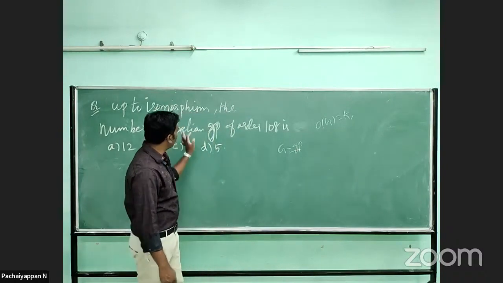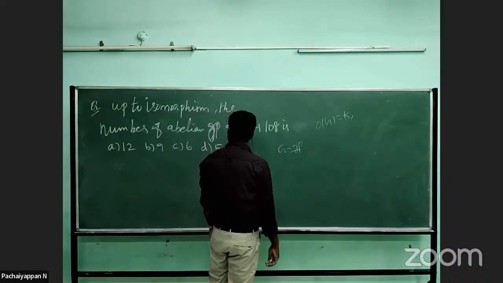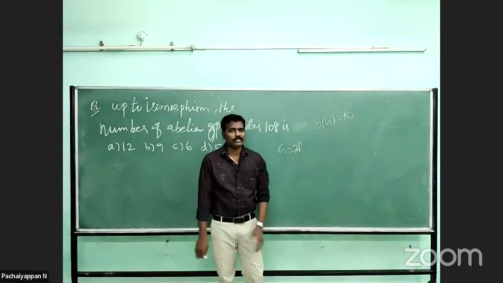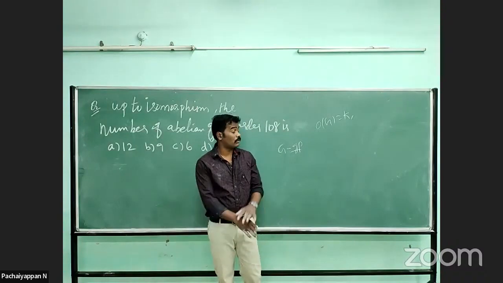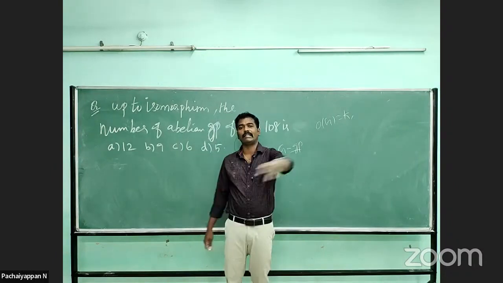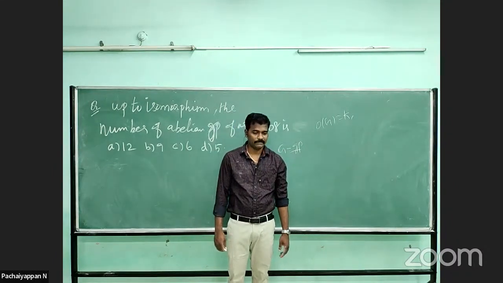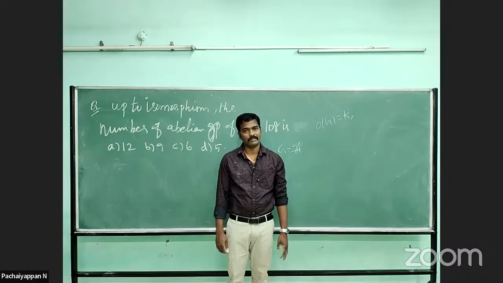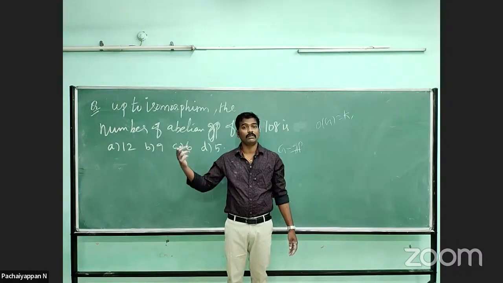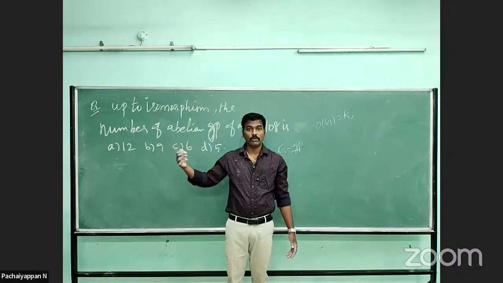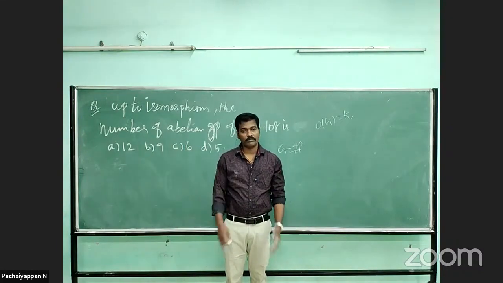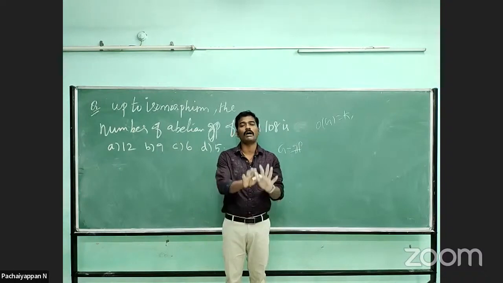I would like to explain what up to isomorphism means. First we must know it, otherwise we can't conclude the meaning. The order of G is K. This is some finite group of order K. The question is: how many groups are there in the world of order K? We don't know how many. Maybe a million, maybe infinitely many, maybe finitely many. It's a random group of order K.